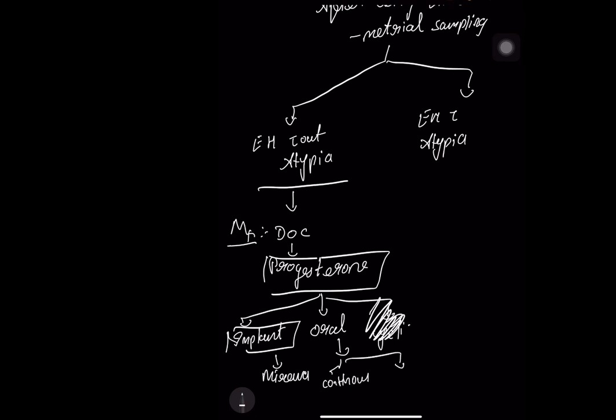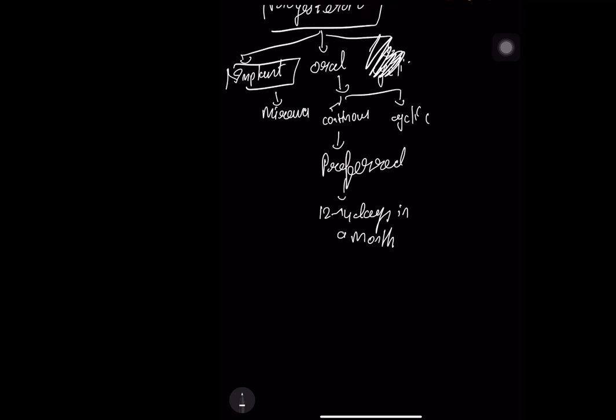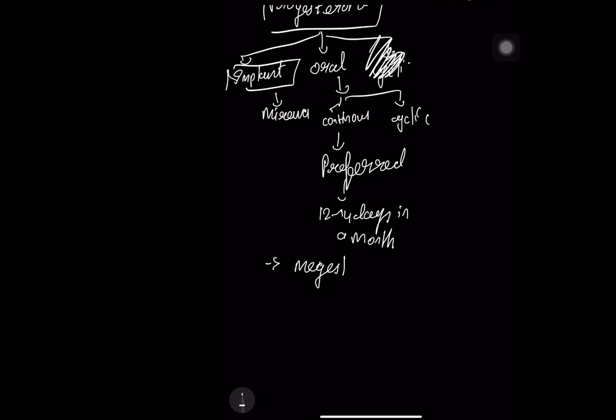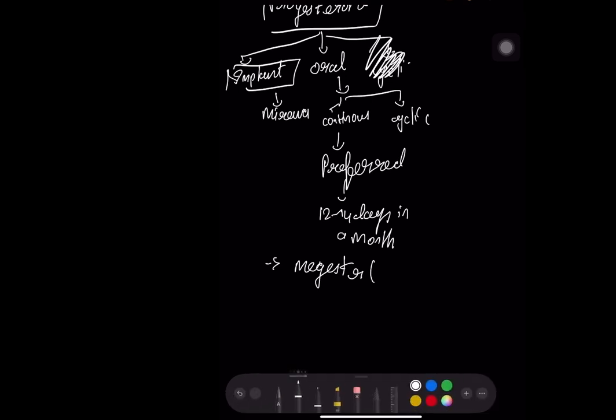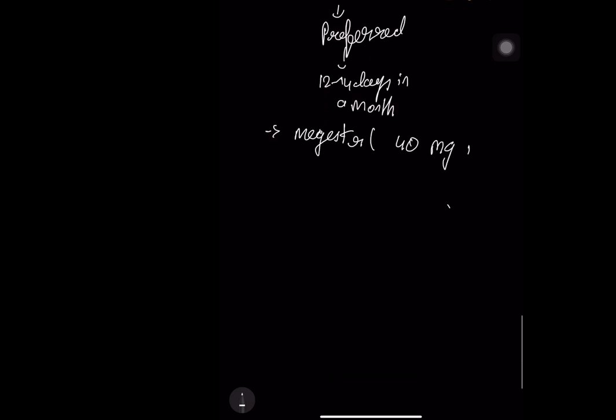In the cyclic way, it should be given for 12 to 14 days in a month. The oral progesterone which we give is Megestrol 40 mg BD, or else we can give medroxyprogesterone acetate, 10 to 20 mg BD.